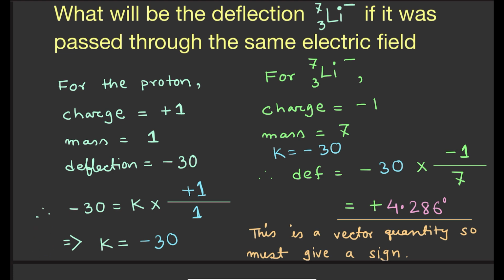Now, if we use this value of K for the lithium negative ion, then once again we know the mass of the lithium negative ion to be 7, the charge of the lithium negative ion is -1, and the value of K from the previous part is -30. And when you place all of them together in the equation, we can figure out the deflection to be +4.286.